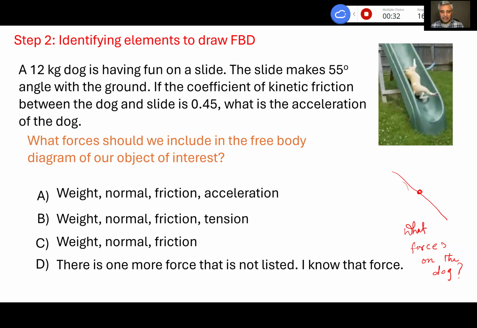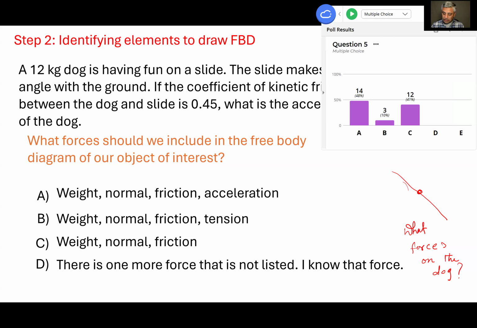30 more seconds. And 5 more seconds. 5, 4, 3, 2, 1, and it stops. Okay. So let's see what we got.